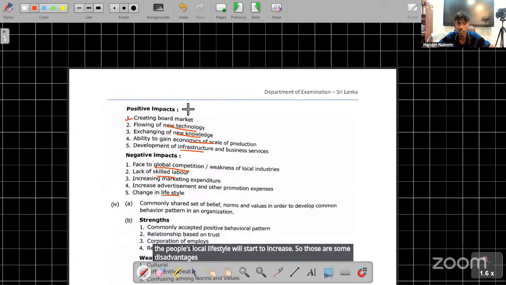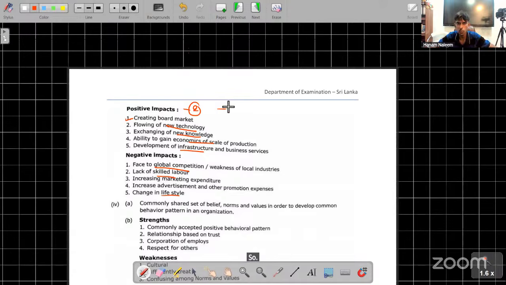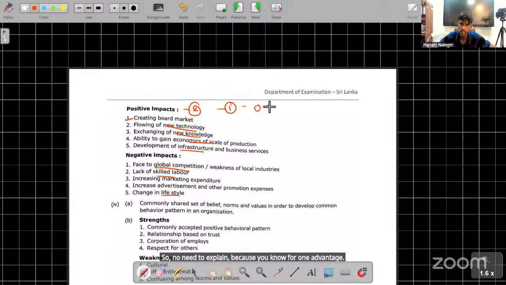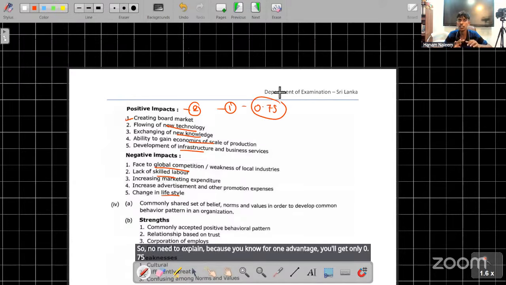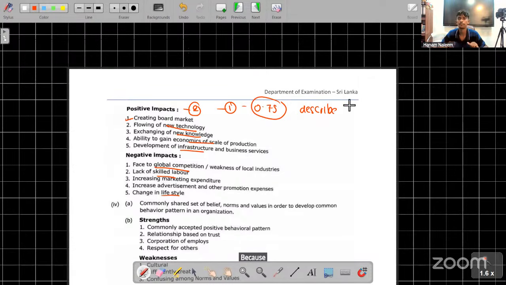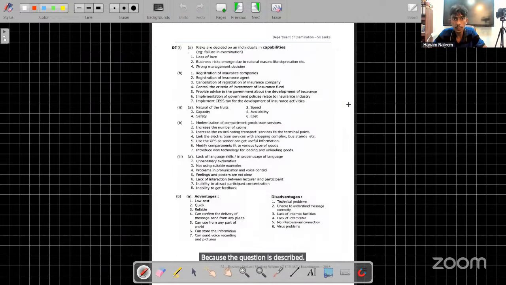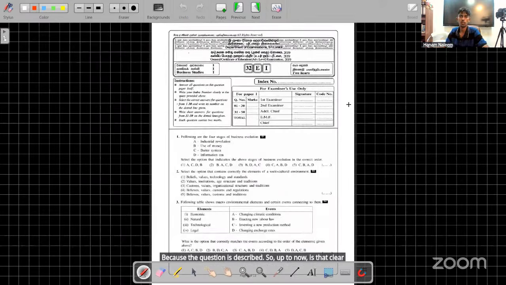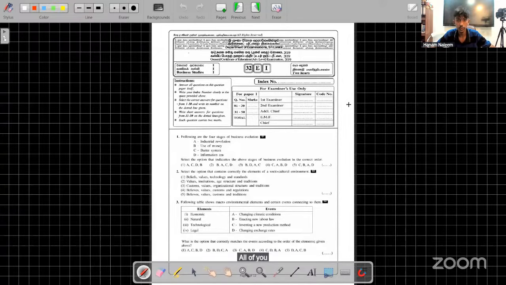In the question they're asking for two, so you write only two. No need to explain, because for one advantage you'll get only 0.75 marks. No need to explain in depth, but don't write a one word answer, because the question is described. So up to now, is that clear? All clear? Good to go.